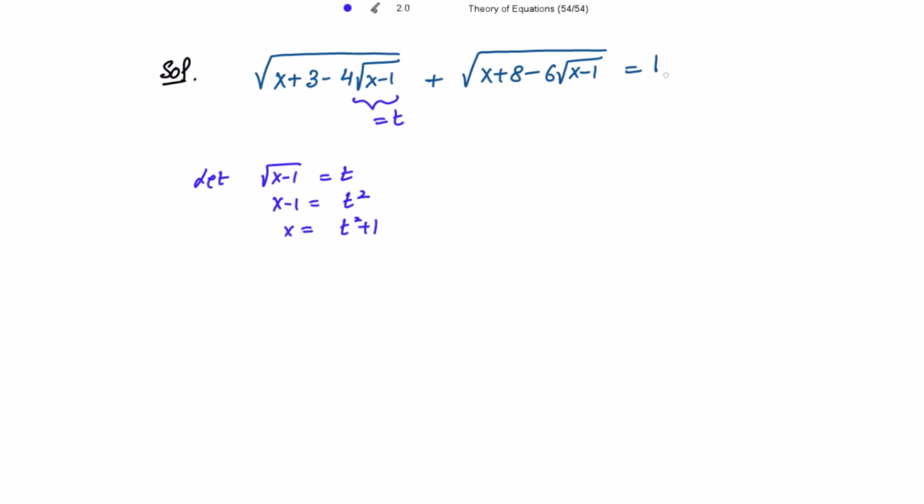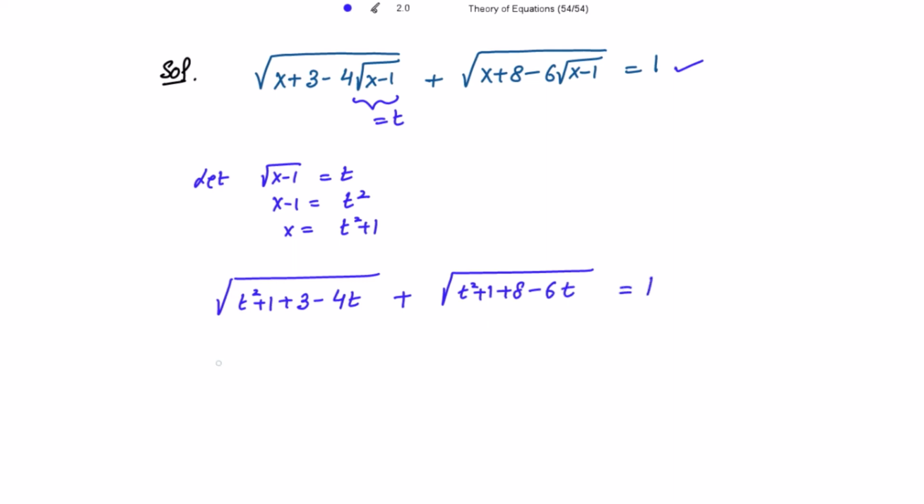So putting this value in this given equation, we get square root of (t square plus 1 plus 3 minus 4t), plus square root of (t square plus 1 plus 8 minus 6t), equal to 1. Solving this further, we get square root of (t square minus 4t plus 4) plus square root of (t square minus 6t plus 9) equal to 1.